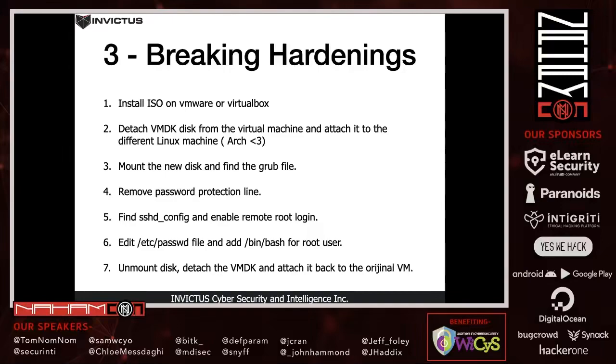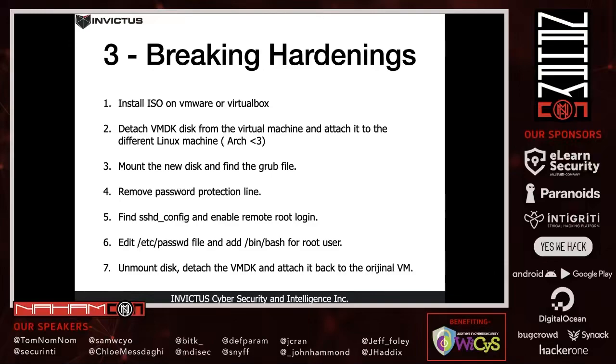So you have to install the ISO file into your virtualization system, of course. When you do that, you can detach the VMDK disk from the virtual machine and attach it to a different Linux machine. Then you need to mount the new disk and find the GRUB file, because there was a GRUB protection on the box. You can simply remove the protection line from the GRUB file, and then you can go to the sshd_config file in order to enable remote root login.